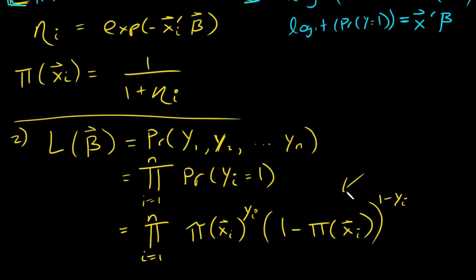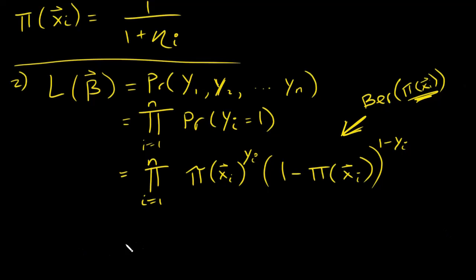This is straight up what the Bernoulli distribution looks like, okay? A Bernoulli with parameter pi of xi. So instead of it just being p, now it's pi of xi. All right, so we can do some simplification. Before moving on, let's go ahead and plug in what pi of xi is.